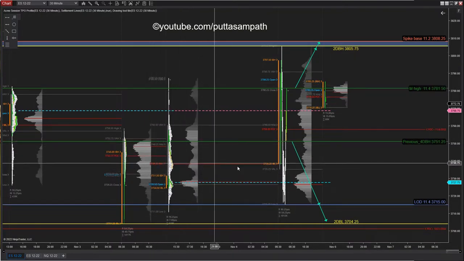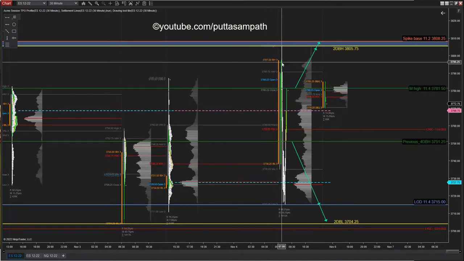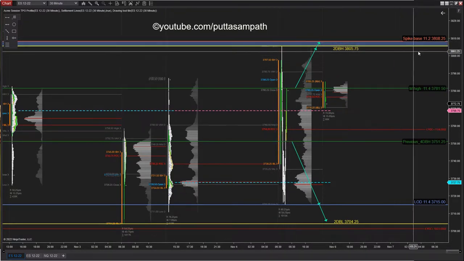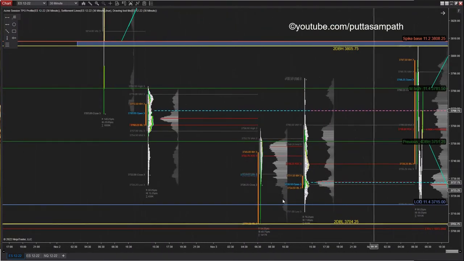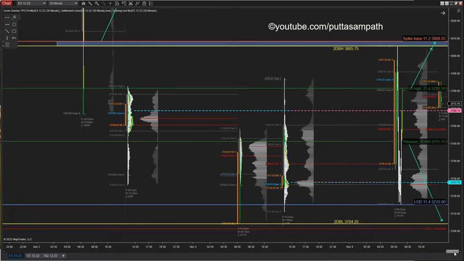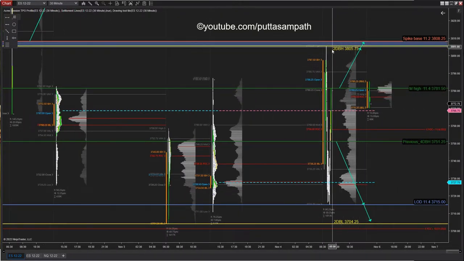prominent point of control. Then we bounced back up, broke the initial balance high, then found resistance near the single prints. We still have some left, and that's highlighted in this gray box. We still have those single prints from, I think, a few days before, as you can see, where the massive sell-off happened after the FOMC minutes.